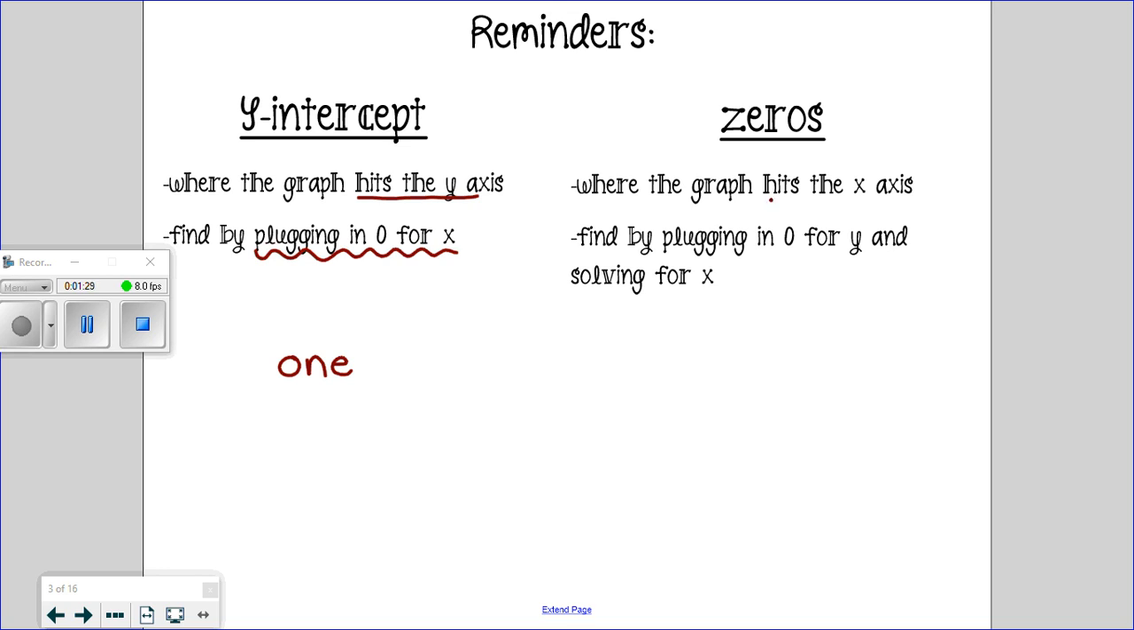Zeros are where it hits the x-axis. And how would we solve for it algebraically? It says plug in 0 for y and solve for x. Another way of describing that would be to set it equal to 0 and solve for x. Kind of saying the same thing. You can have multiple zeros. Just like your y-intercept, you don't have to have a 0. Most of our functions do have both of these things, but you don't have to have either. At most one y-intercept, multiple zeros possible.